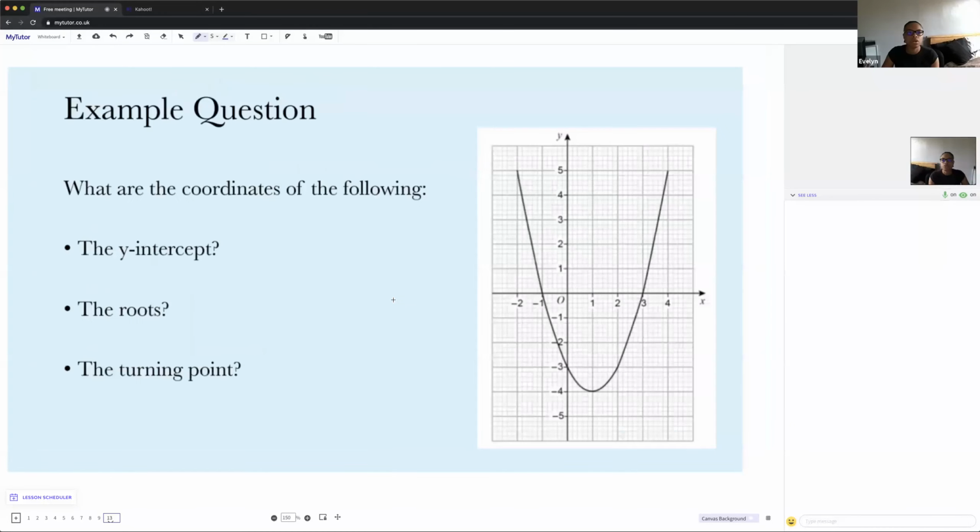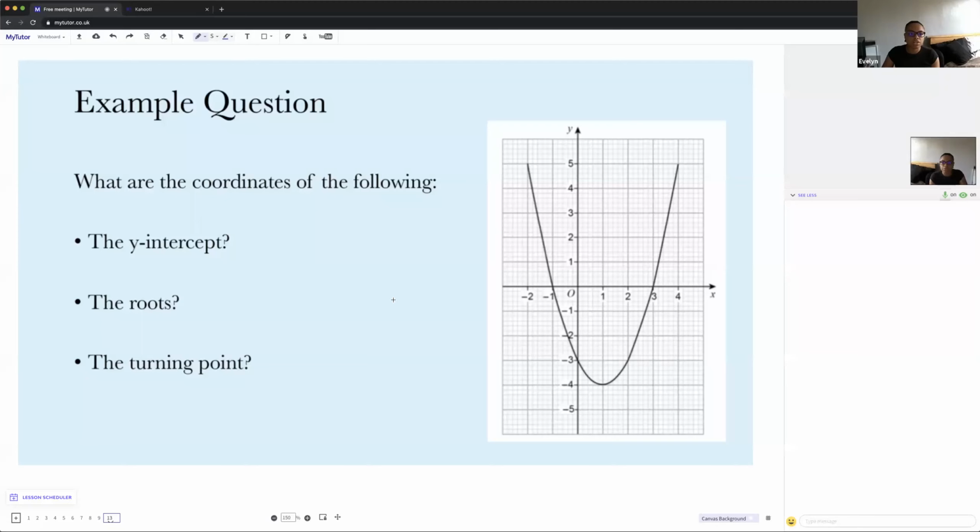So if you have a look at this example question, remember the y-intercept is where it cuts the y-axis. The roots is where it cuts the x-axis, and the turning point is the minimum or maximum point in the graph. What do you think the y-intercept, the roots, and the turning points are for this graph on the right?